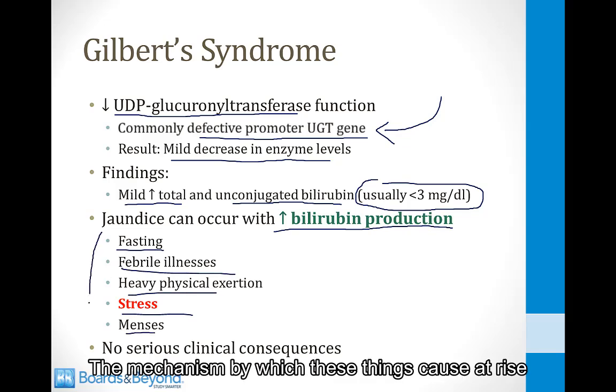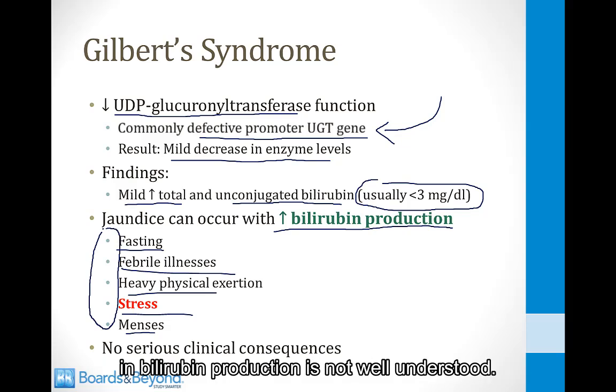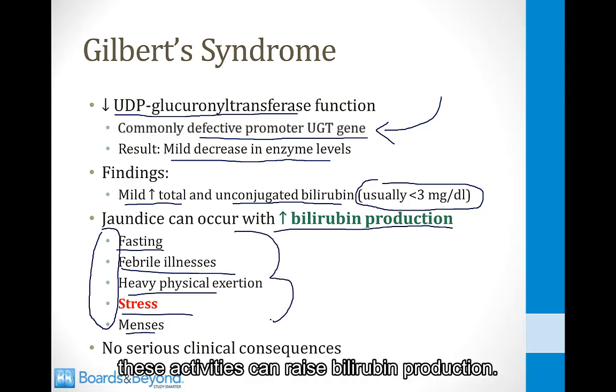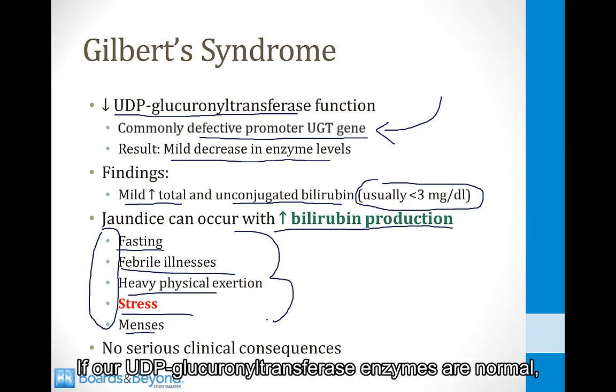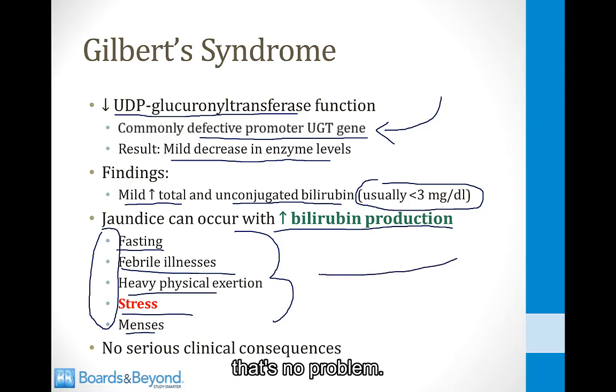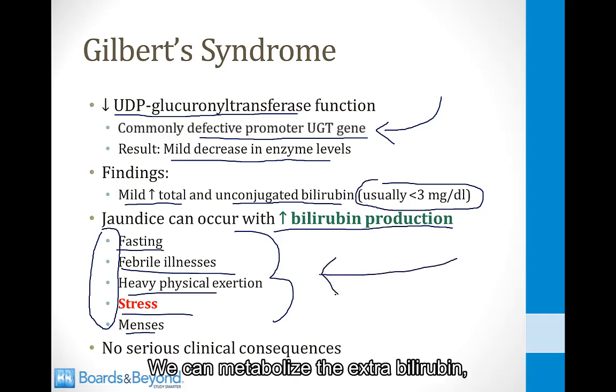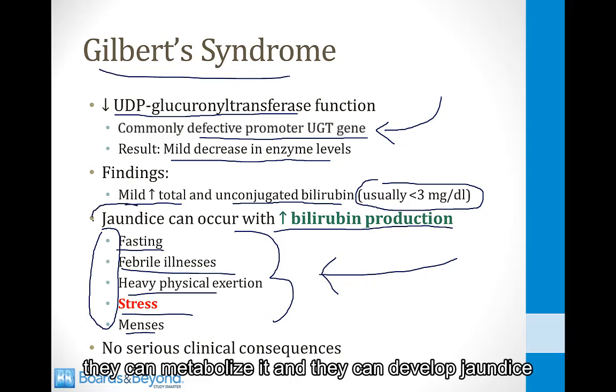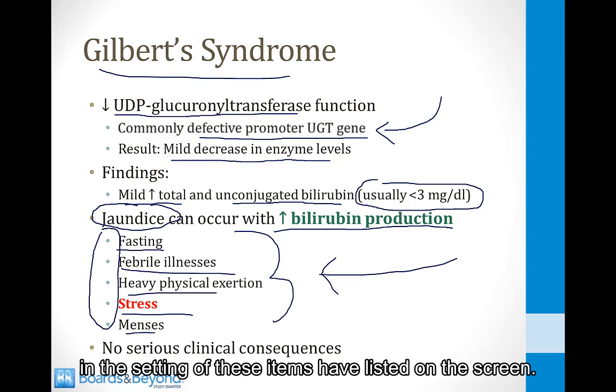The mechanism by which these things cause a rise in bilirubin production is not well understood, but in all of us, these activities can raise bilirubin production. If our UDP glucuronosyltransferase enzymes are normal, that's no problem. We can metabolize the extra bilirubin, but patients with Gilbert syndrome can't metabolize it and they can develop jaundice in the setting of these items I've listed on the screen.